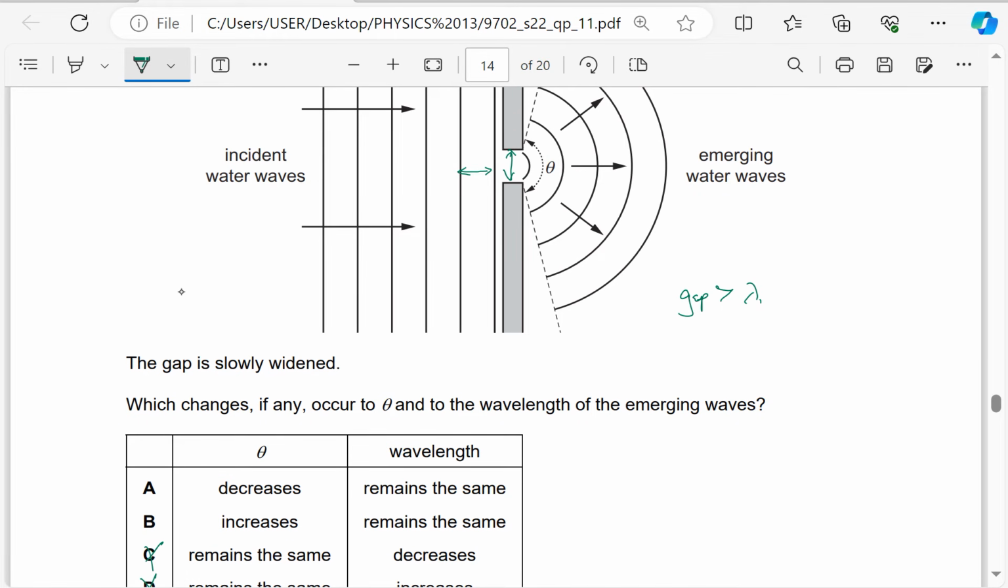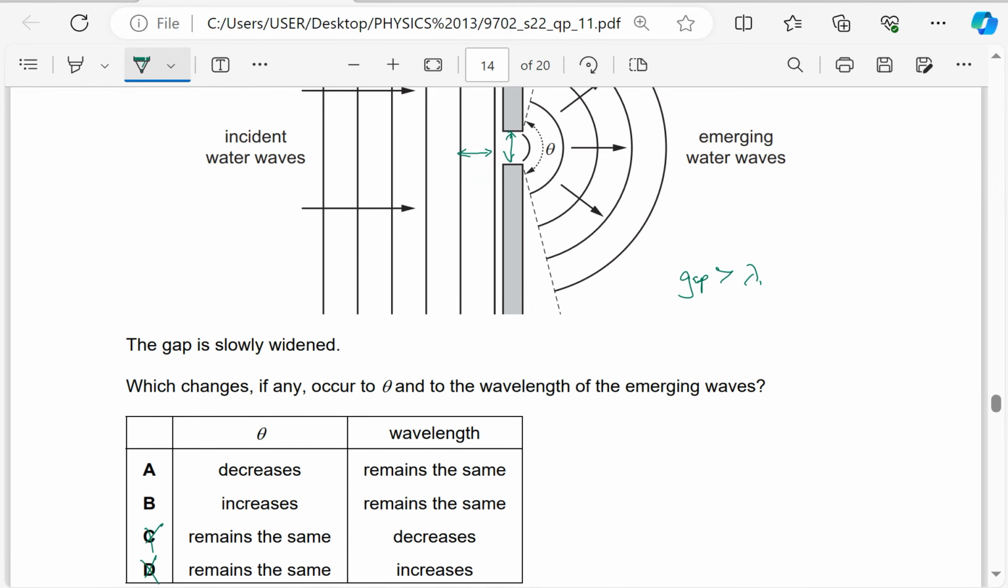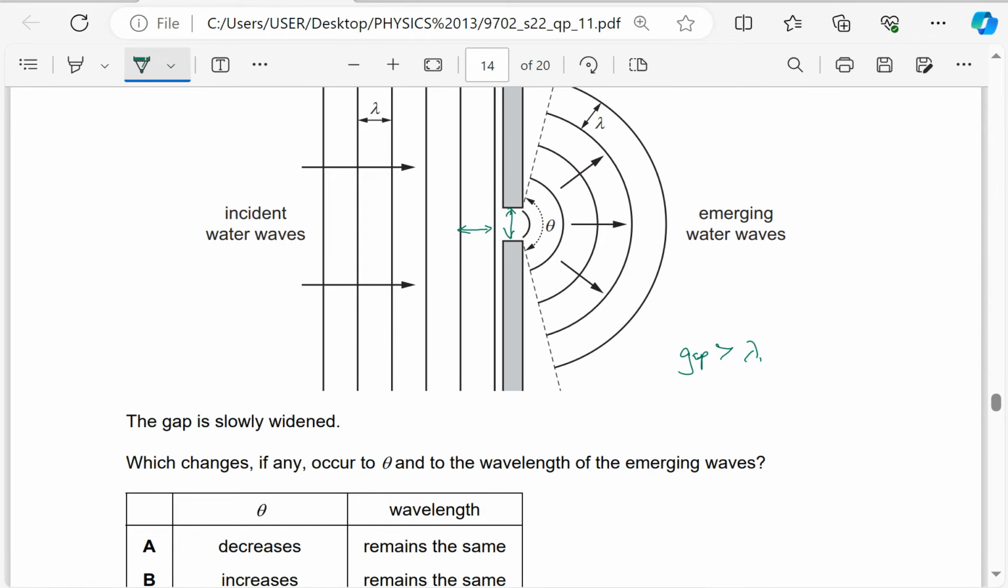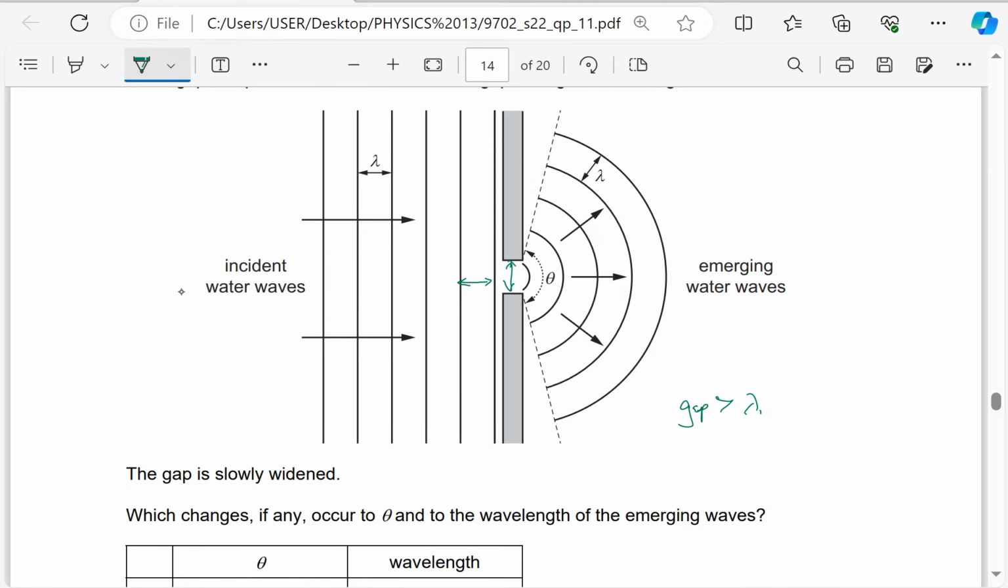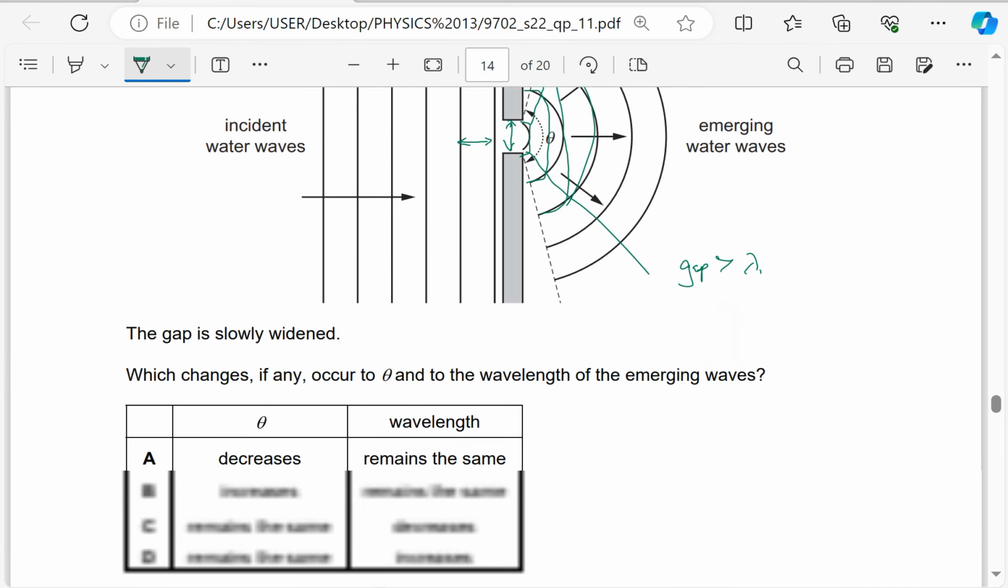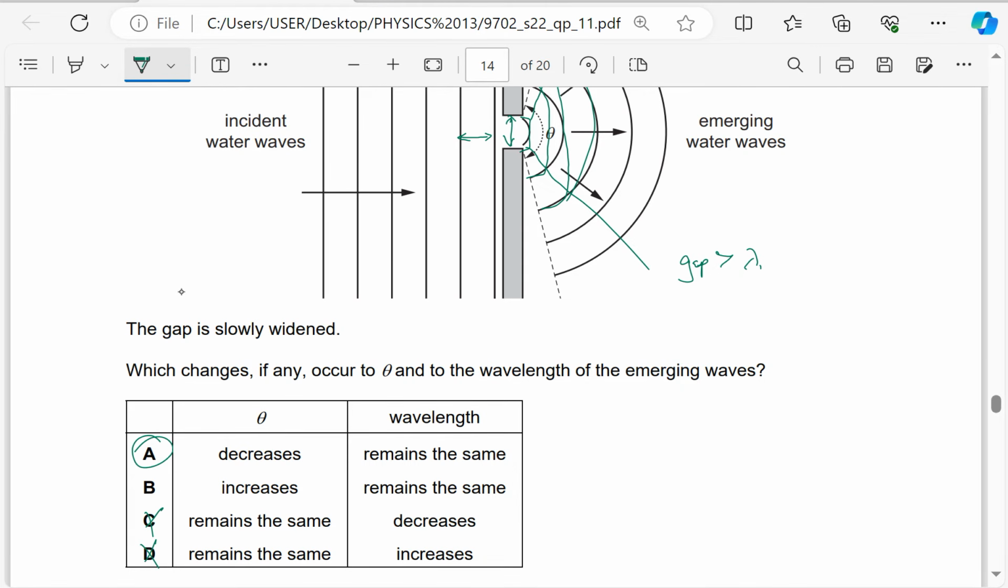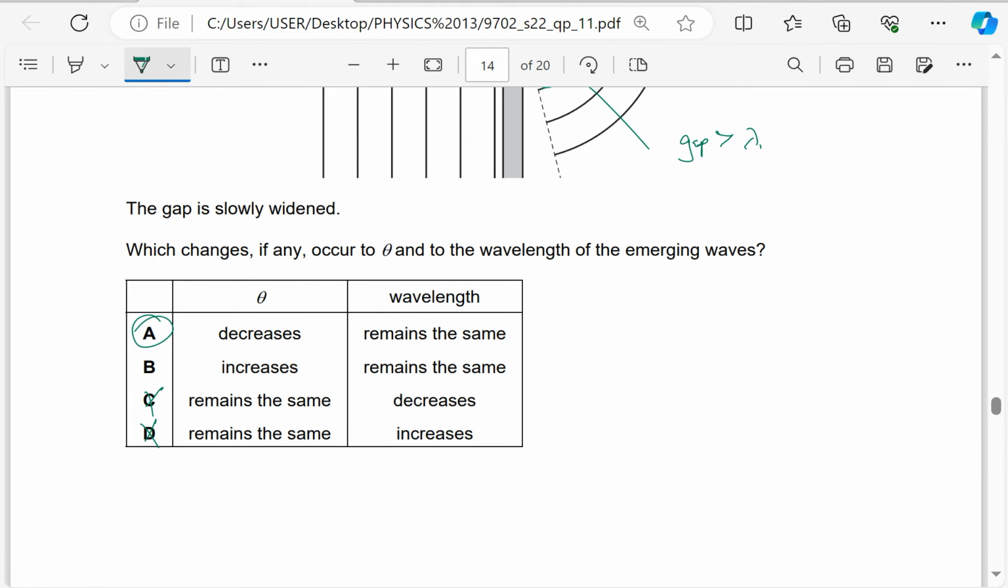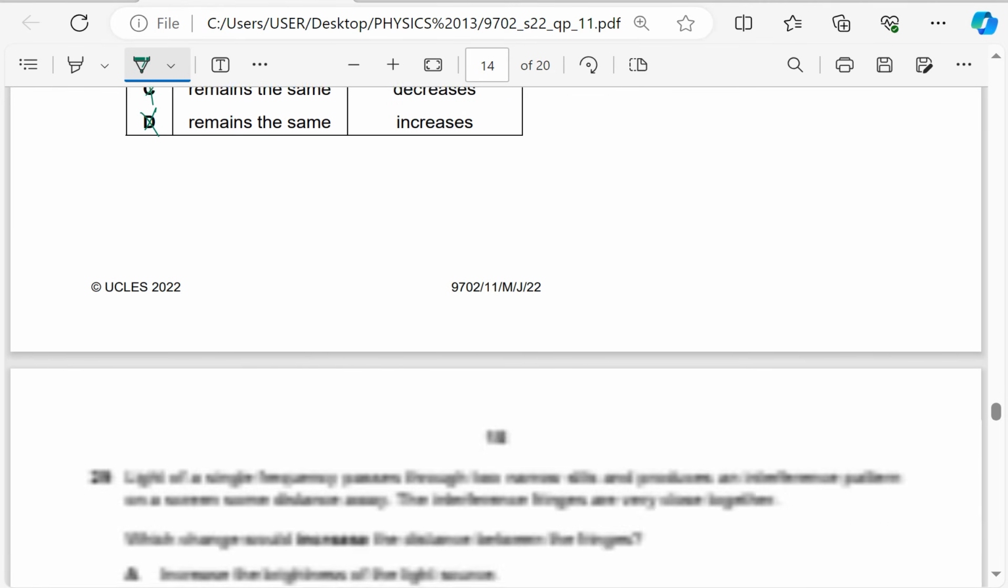But the gap has been increased. So what happens to theta? That is, what happens to the angle of diffraction? If we make the gap wider, instead of having such a bending, we may have something like this. If I draw a new line here and here, it would mean that the angle theta is becoming smaller. So the angle decreases. So the answer is going to be A. Theta decreases, diffraction decreases, but the wavelength remains constant.